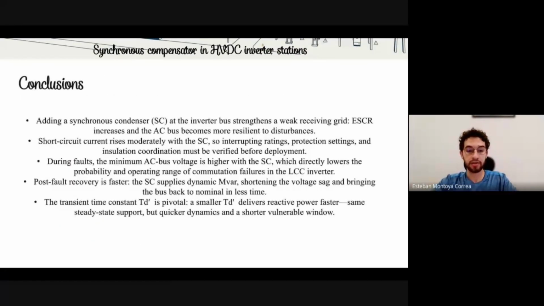In summary, the synchronous condenser makes the inverter station more robust. Short circuit current rises a bit, while the minimum voltage during faults is higher, and commutation failure risk drops. In the study, the allowable dip roughly doubled, and the bus recovered faster. Crucially, choosing T'd doesn't change the final voltage support, but it gets you there faster, shrinking the vulnerable window for the HVDC inverter. Thank you.